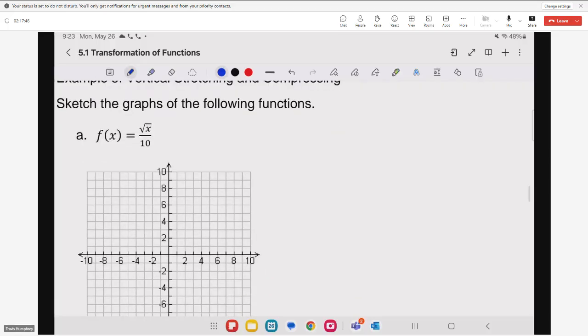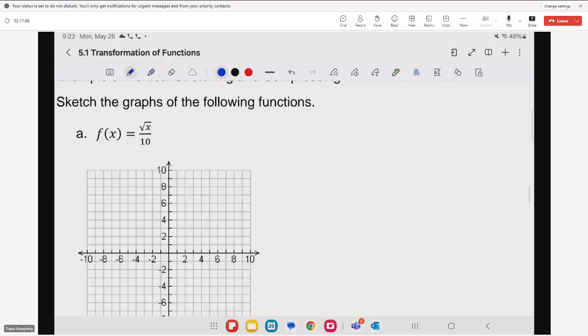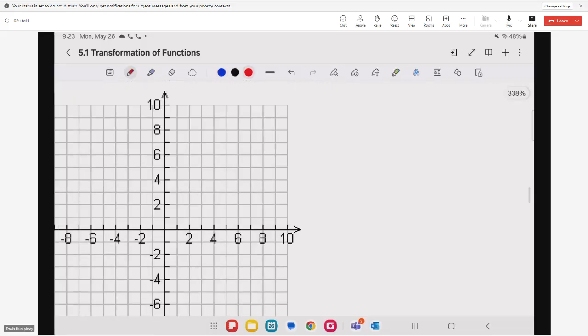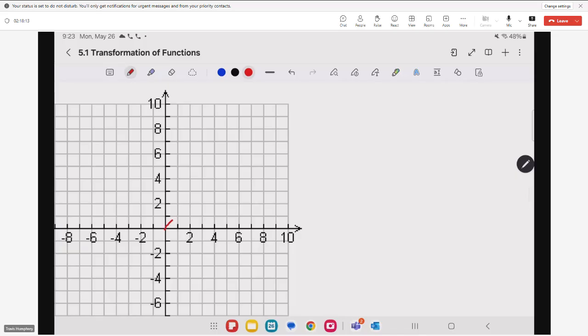So this function is the square root function being divided by 10, or you could say that it's 1/10 of the square root of x. So since this is between 0 and 1, we are compressing. So let's draw the parent function. I'm going to try to get this one a little bit more accurate this time.